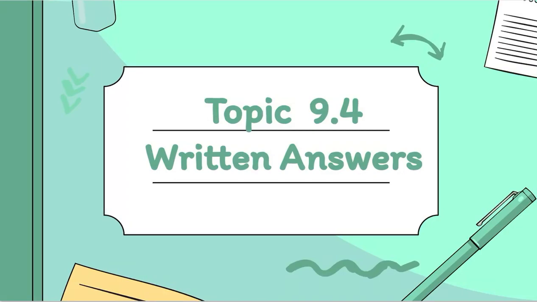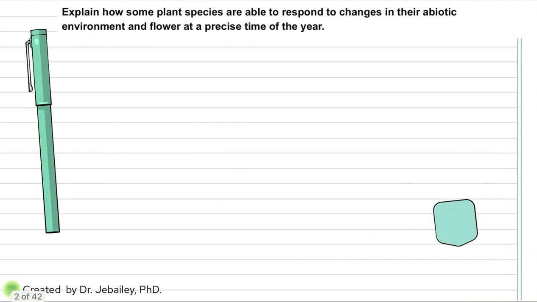In this video, we're going to focus on past IB exam papers related to topic 9.4, which is all about plant reproduction. So I went ahead and picked up the most common questions related to plant reproduction, which talk about flowering and seed dispersal and germination. So right here we have the word explain, which means talk as much detail as you can and the whys behind it.